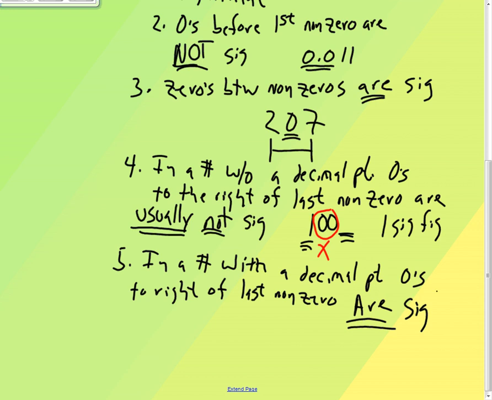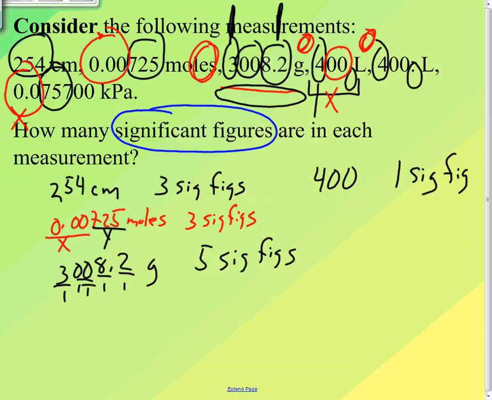An example would be what? 200 point, I have to add another zero, 200.0. Good. I have a decimal. I have my last non-zero. How many zeros are to the right of it? 1, 2, 3. That means this is significant, that's significant, that's significant, and that's significant, meaning I have how many total? 4 significant figures. So in our 400, I have a decimal.